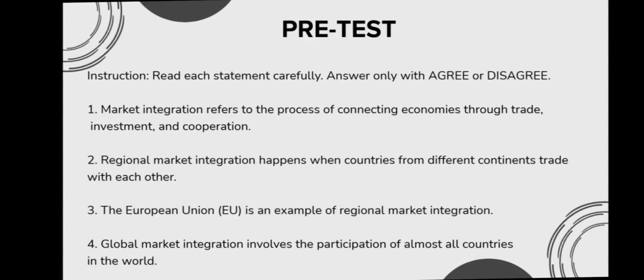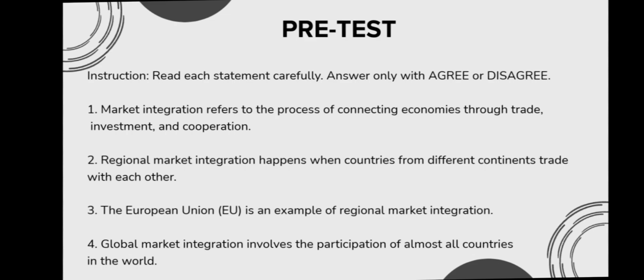Okay, agree. Number 2, regional market integration happens when countries from different continents trade with each other. Do you agree or disagree? Okay, disagree, because number 2 is not regional market integration but global market integration. It is the global market integration which includes different continents or countries in trading.